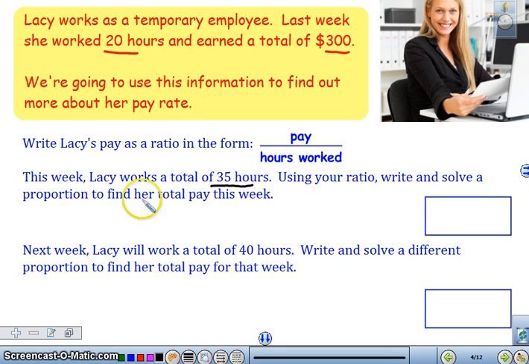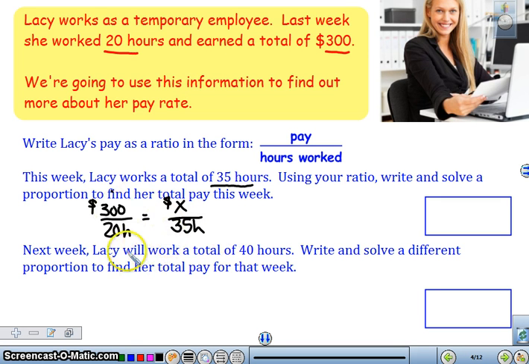Using that ratio, we want to write and solve a proportion. So what do we know the proportion was? The proportion was 20 hours is equal to, and if we are looking at it, that's our hours, so we don't want that in our numerator. We want to put $300, the pay, for 20 hours. That is going to be equal to 35 hours. And here, this is what we don't know. This is our x, we might say.